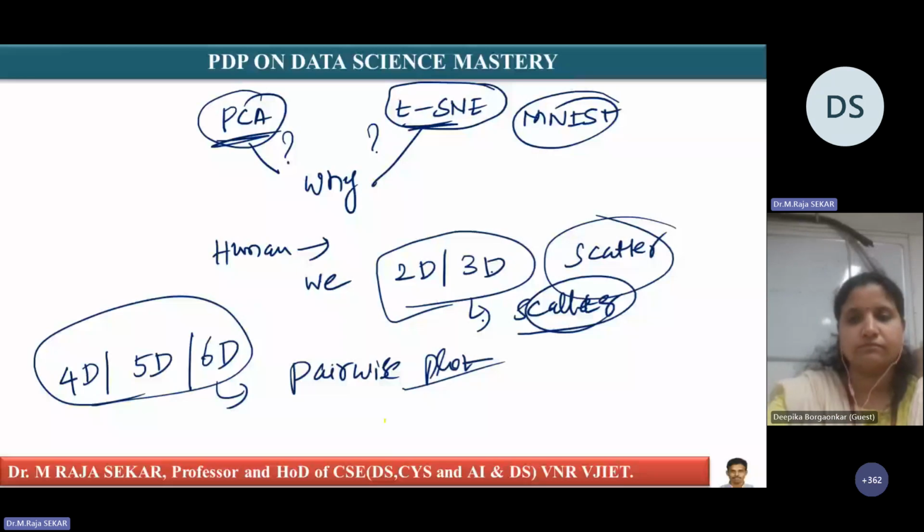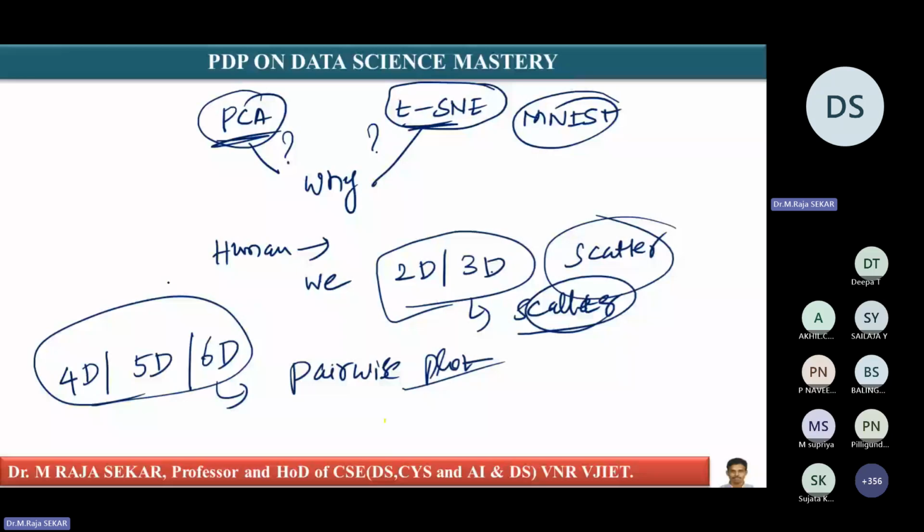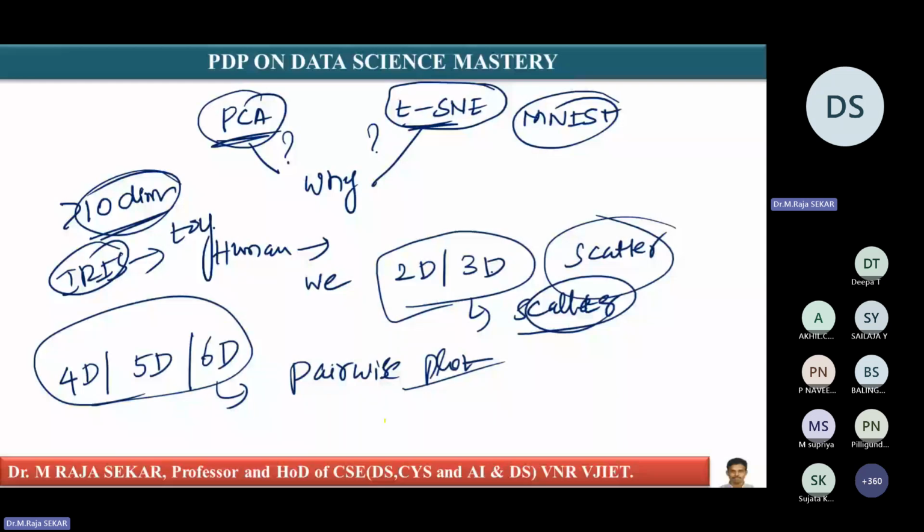In real scenarios or real situations, we mostly have data sets with more than 10 dimensions. If you observe any real-time data set, you can have at least 10 dimensions, isn't it? You may say, sir, the Iris data set has only 4 dimensions. Of course, it is a toy data set, meaning a data set meant for learning. But in reality, most of the data sets have more than 10 dimensions.